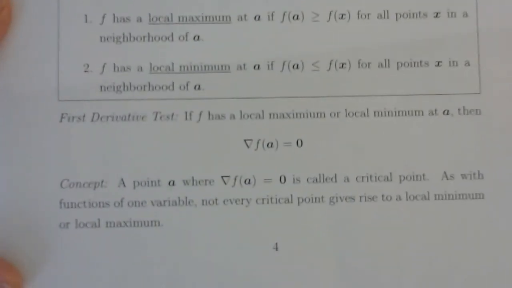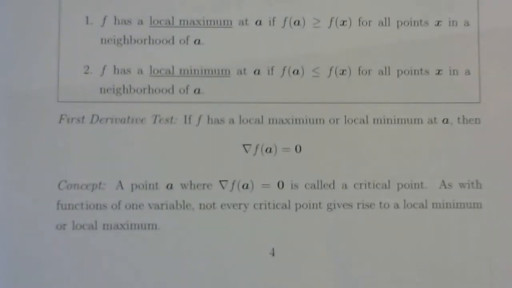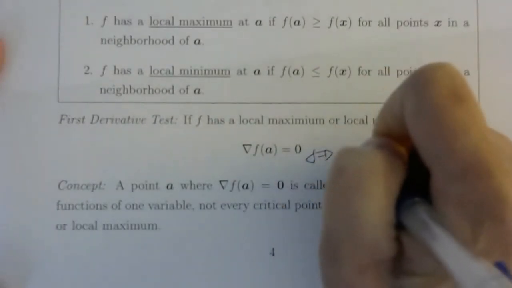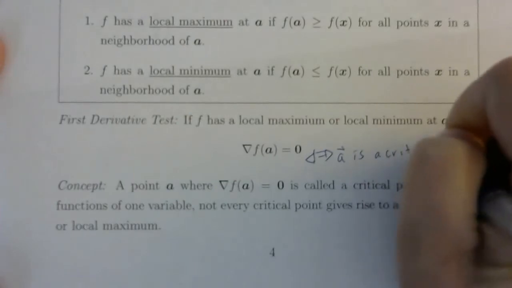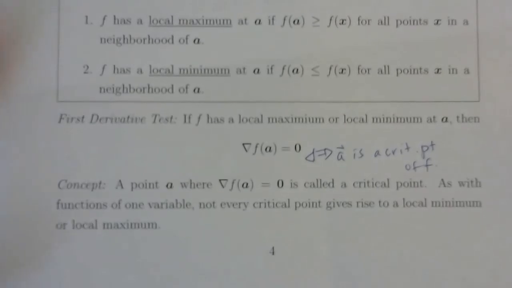I can use this first derivative test. Now, this test is necessary but not sufficient. So let's look at what the test says. It says if I have a local max or min at a, then the derivative, in this case the gradient, is 0 because it's a multivariate function. So the idea is that a is called a critical point if this is 0. So this is equivalent to saying a is a critical point of f, but not every critical point has to be a local max or min.